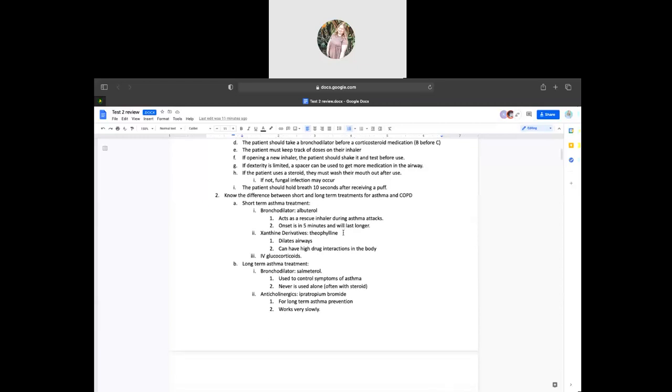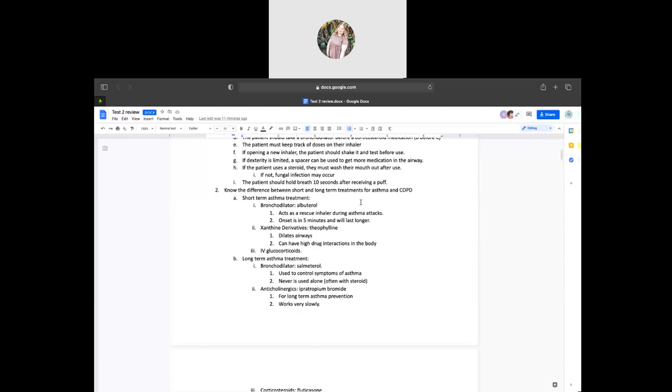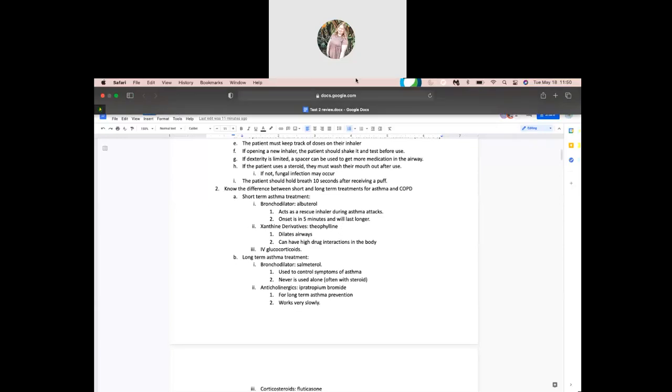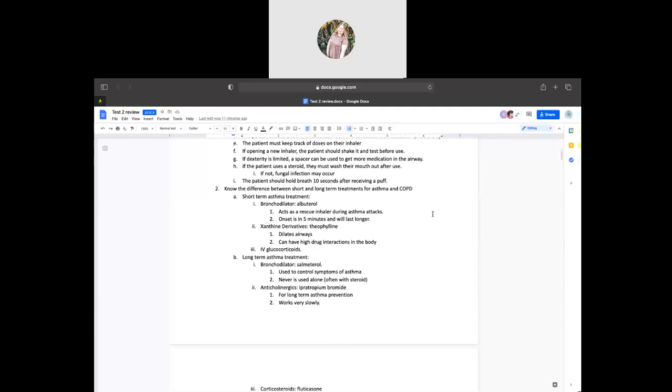Alrighty, difference between short and long-term treatments for asthma and COPD. So, a lot of our short-term asthma treatments are going to be for those acute asthma attacks. So they're going to have that asthma attack whenever they're walking, maybe they're exercising. Our key medication we need to use here is the albuterol.